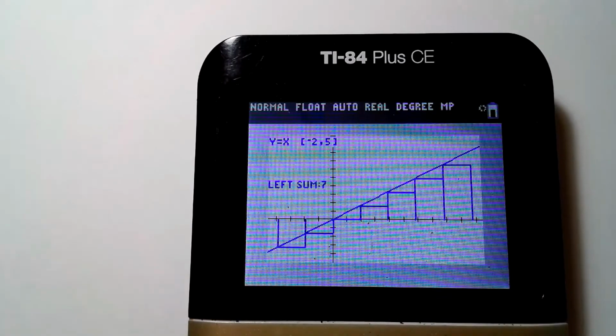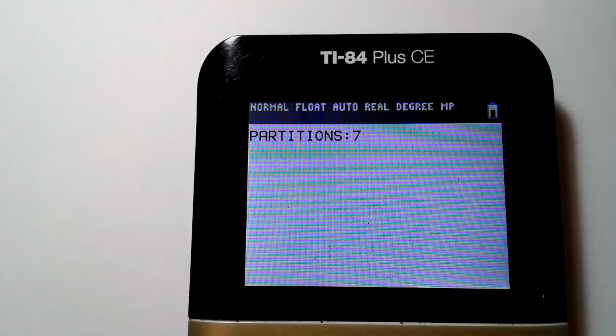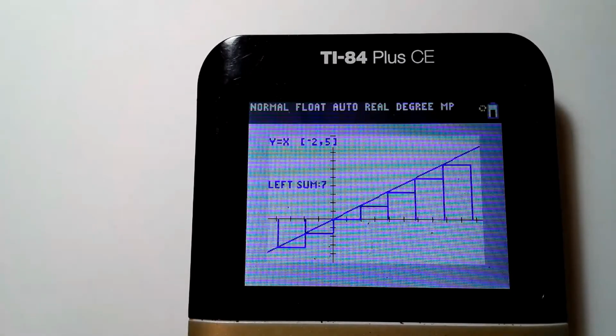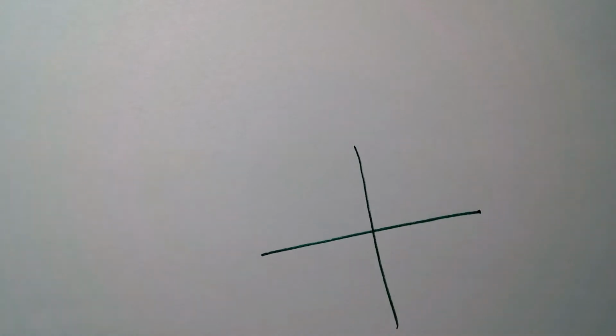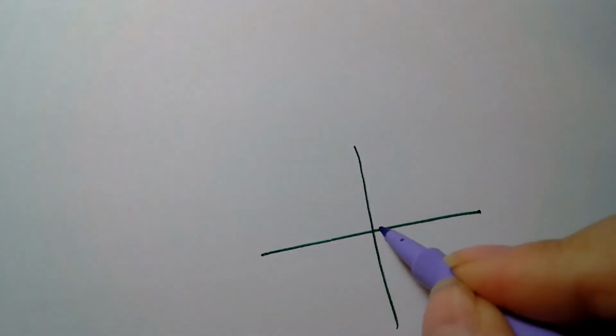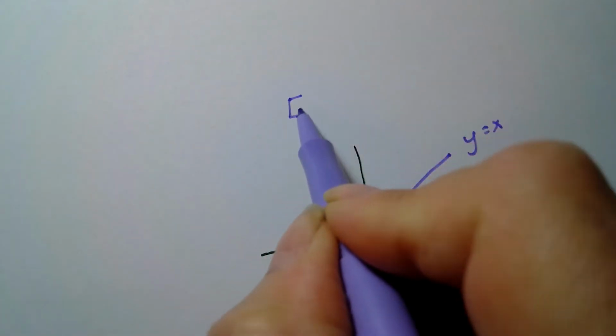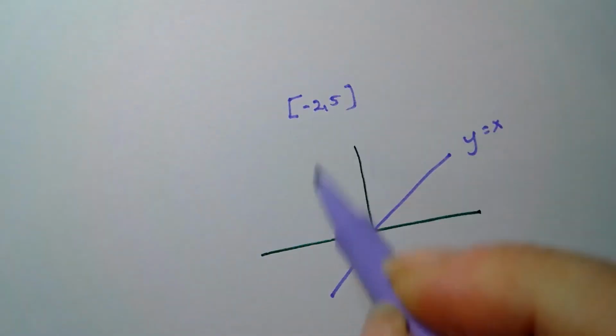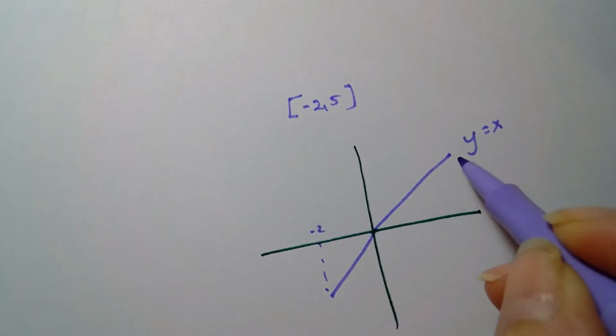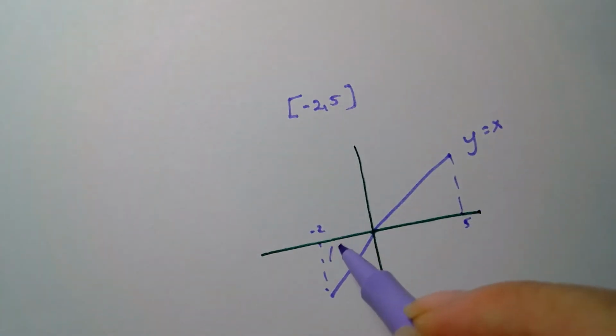Okay, so if I get rid of this left sum, I'm just going to do 7 partitions again. What happens is that function is hard for the calculator. Here's my axis, and here's the line y equals x. My interval that I'm working on is -2 to 5, so I'll call this -2 here, and I'll call this +5 here. The area below is much less than the area above.